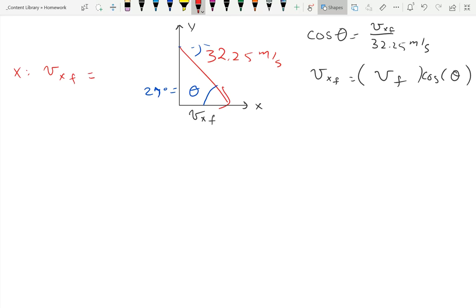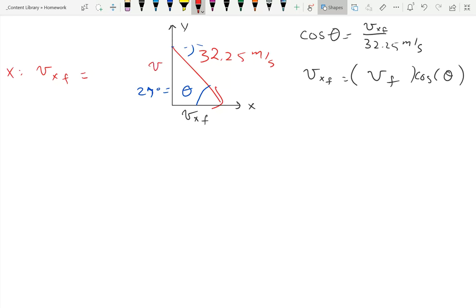Okay, so we're left with the left side or the top right? Left side, right. And so this is vy final. Vy final is equal to v final times sine theta.